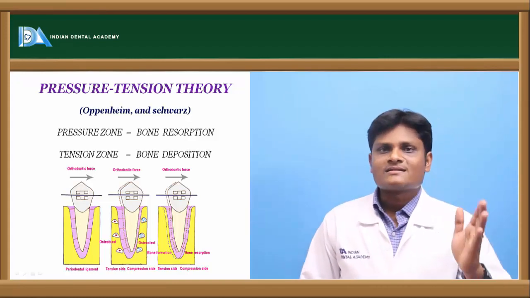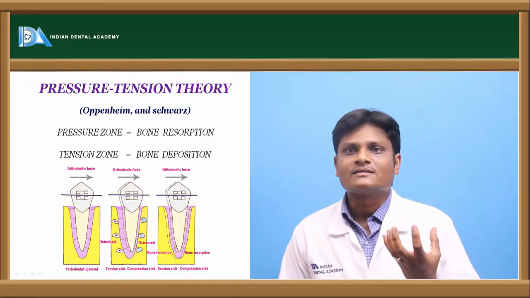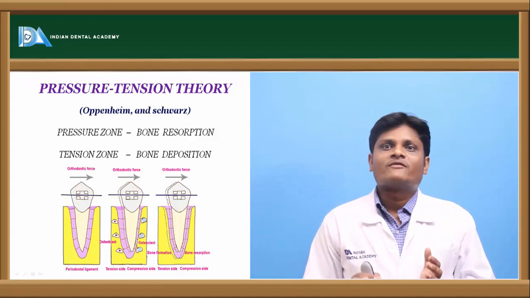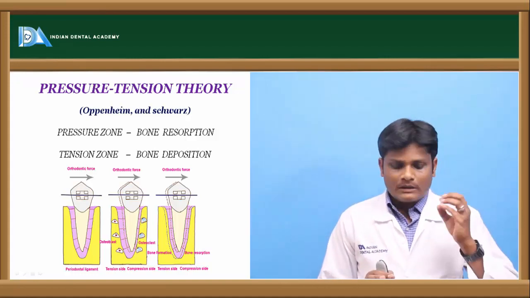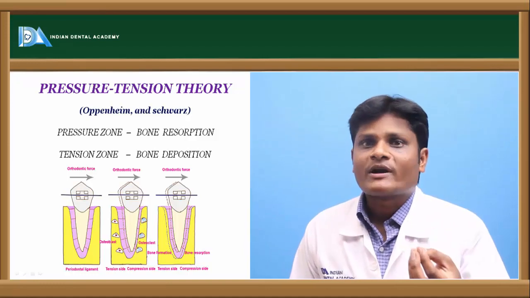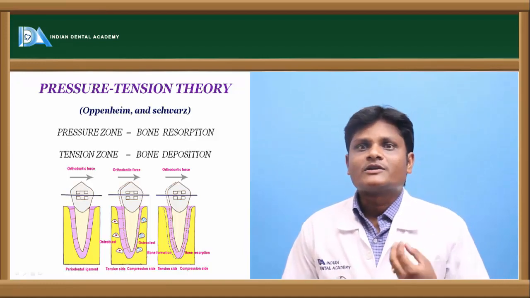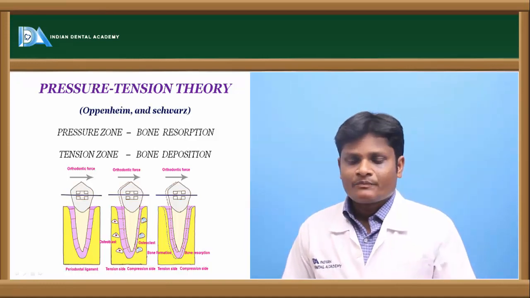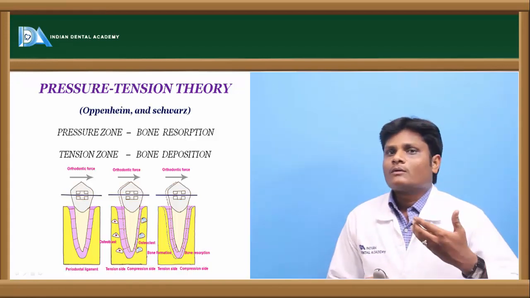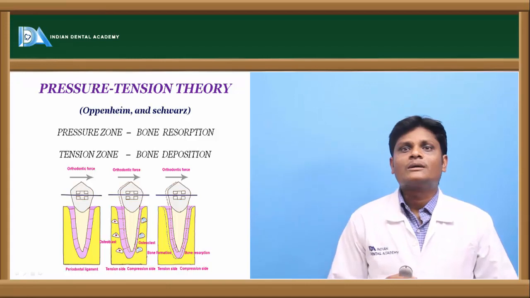Whereas on the tension side, there will be increased supply of blood due to the dilation of the blood vessels, increased number of anabolic components supplied in the region of tension, and there will be differentiation of osteoblasts leading to deposition of the bone.